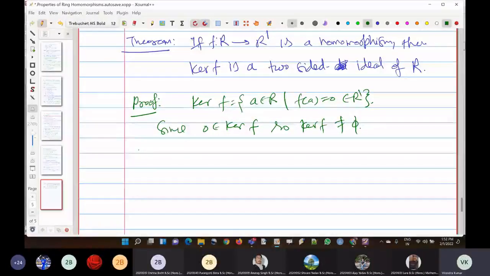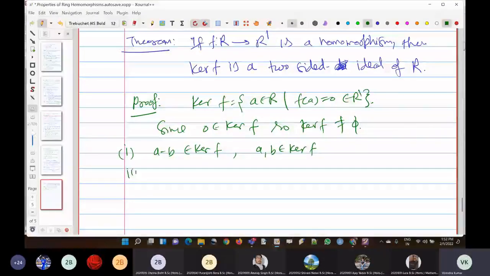Okay. But we have not proved whether this kernel of f is a subring or not, because I left it to you. Of course, you can verify it very easily. Okay. So we need to prove three things. First, we need to prove that A minus B belongs to kernel of f whenever A and B belong to kernel of f.